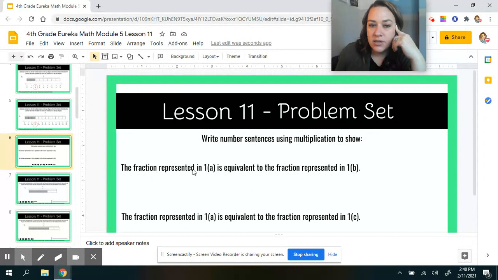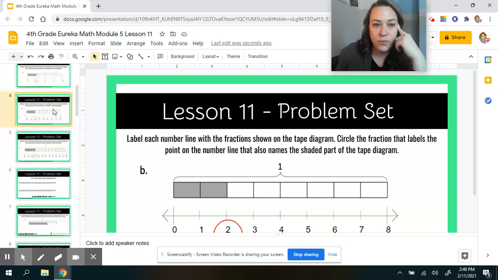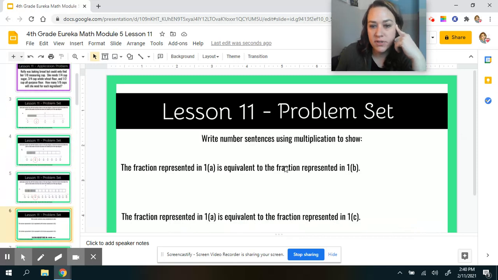So the fraction represented in 1a is equivalent to the fraction represented in 1b. So in 1a, we had 1/4, and in 1b, we have 2/8. So how can we show that that is true?